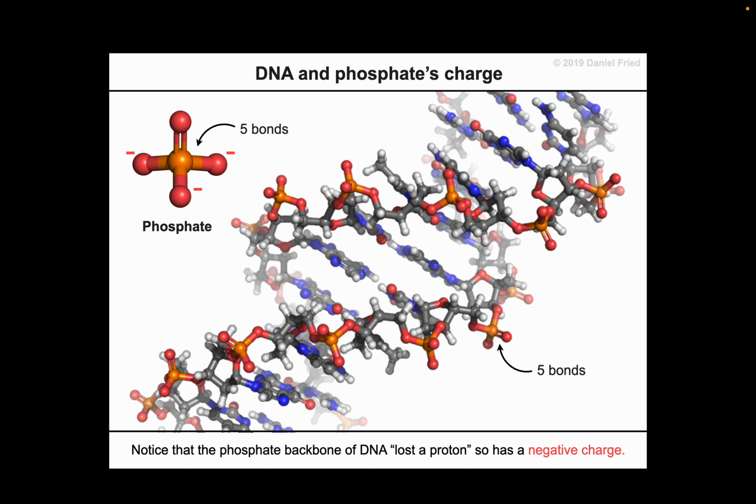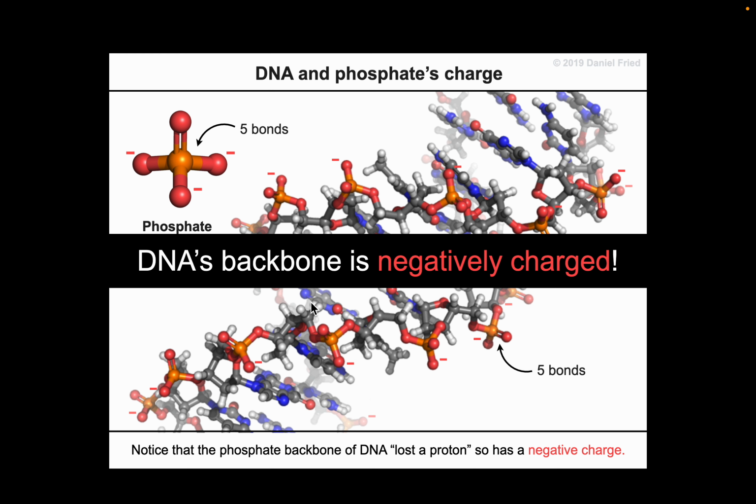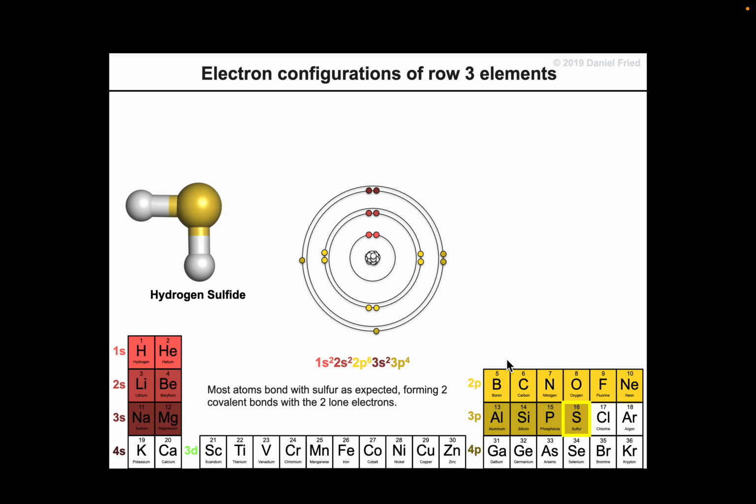DNA and phosphate charge. Notice that the phosphate backbone of DNA lost a proton, so it has a very negative charge. DNA's backbone is super negatively charged.